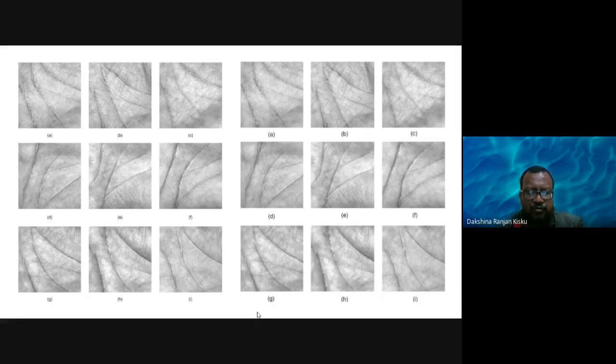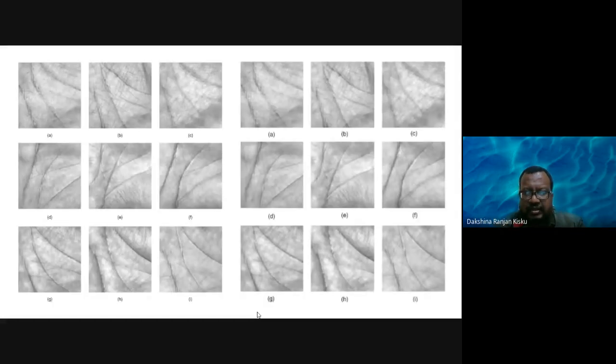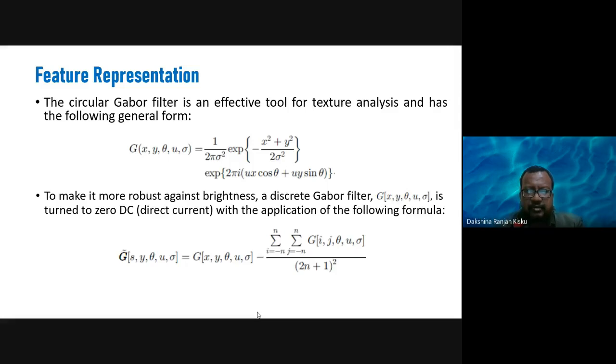If we process these images for verification or identification as well as for enrollment, then after enrollment, if we go with the images of the same persons for verification or identification, the false acceptance rate will increase with these images. On the right hand side, we can see another set of nine images, which do not have clear wrinkle features. That means the wrinkle features are not clearly seen. Therefore, only principal lines are not sufficient for verification or identification. So we need some other type of features, like the texture features, that can be useful for verification or identification. Here we go for the texture feature, and the texture feature can be extracted using the two-dimensional Gabor filter.